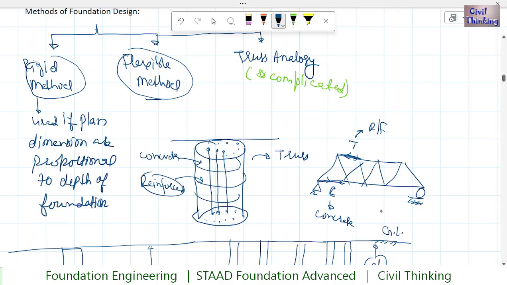Then we analyze this truss to design the foundation. So this was a simple introduction. So let's move on.